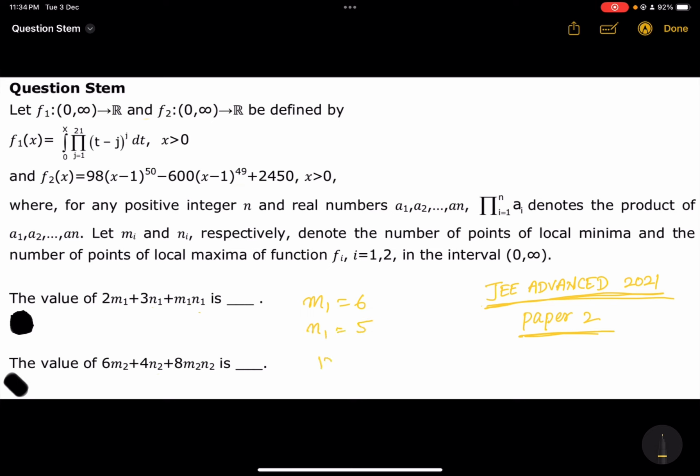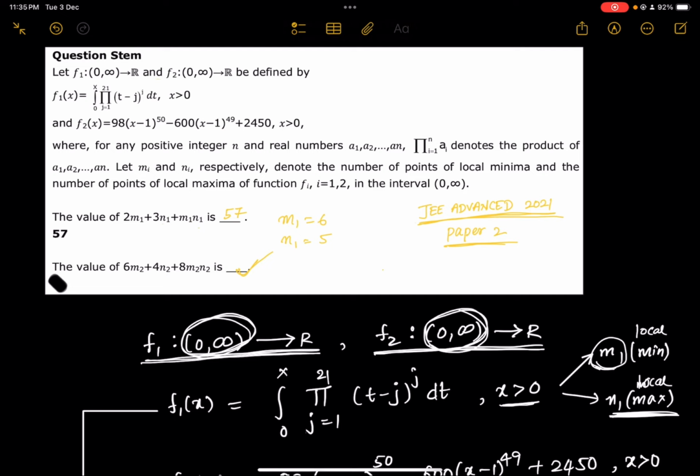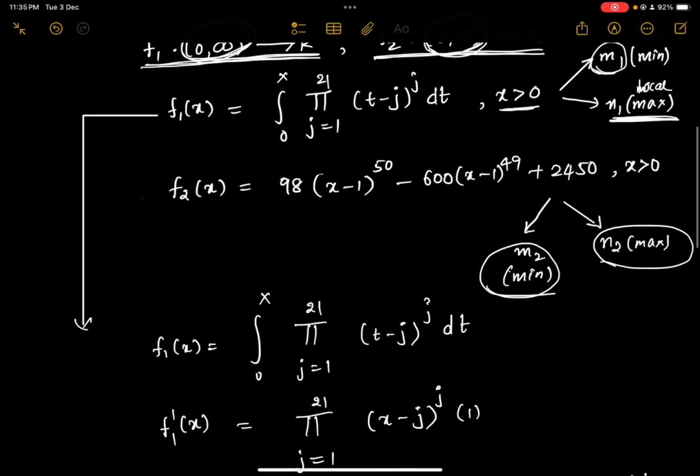So 2m1 is 12 plus 3n1 is 15 plus n1 is 30. So 30 and 15, 45 plus 12. So this answer is 57. Okay, let us check the answer. Yeah, it is 57. Now let us go ahead and solve the second part of this question. Okay, done. So to solve the second part, let us consider this function f2 of x.